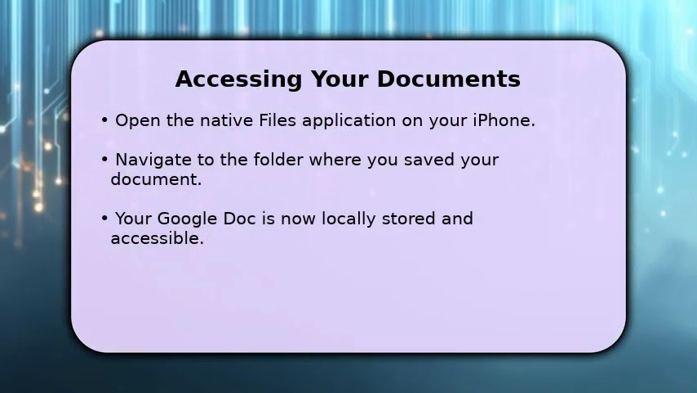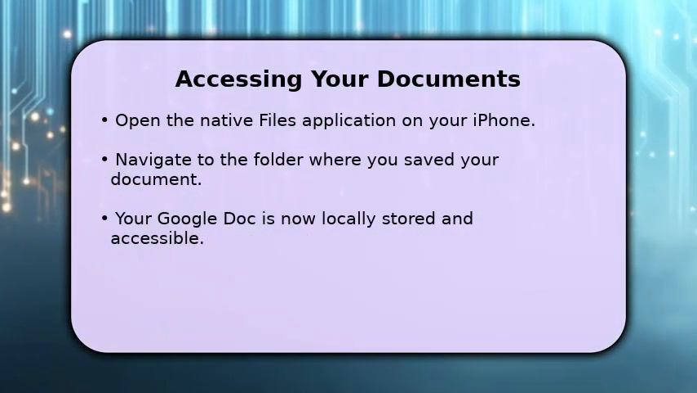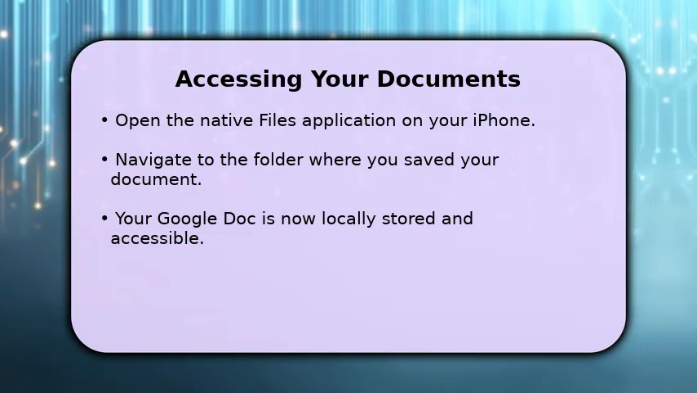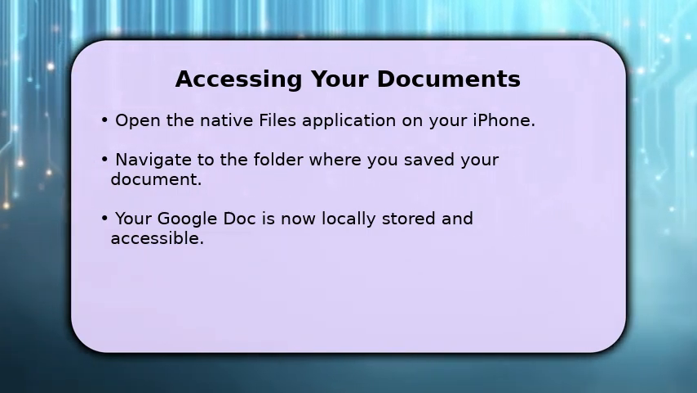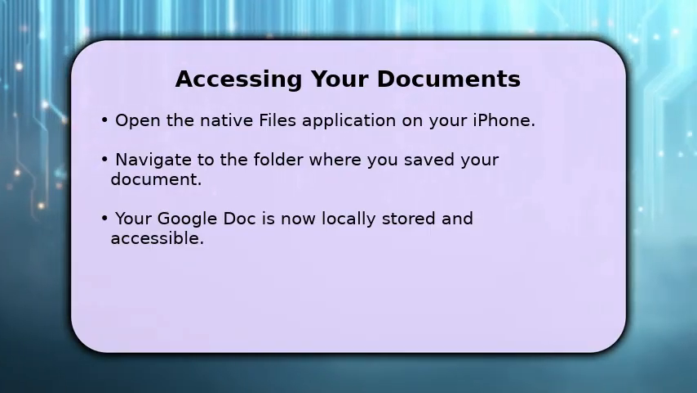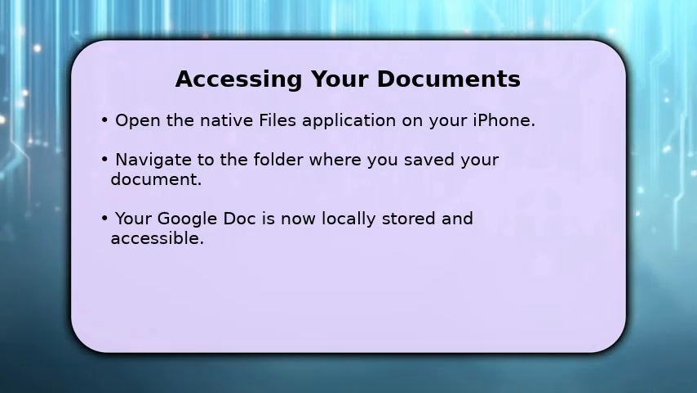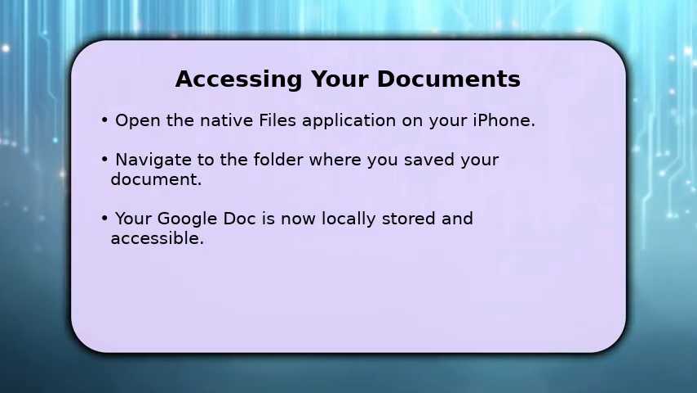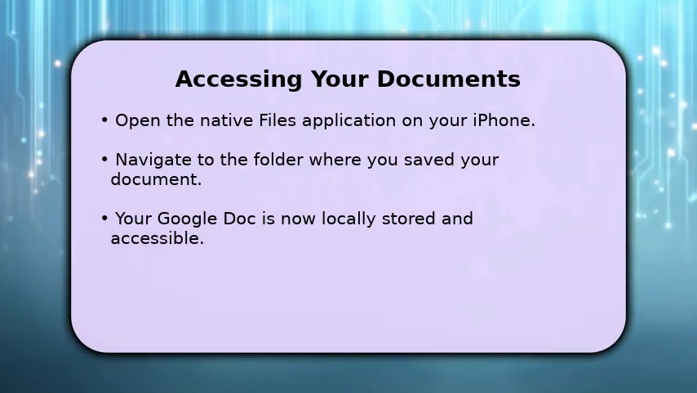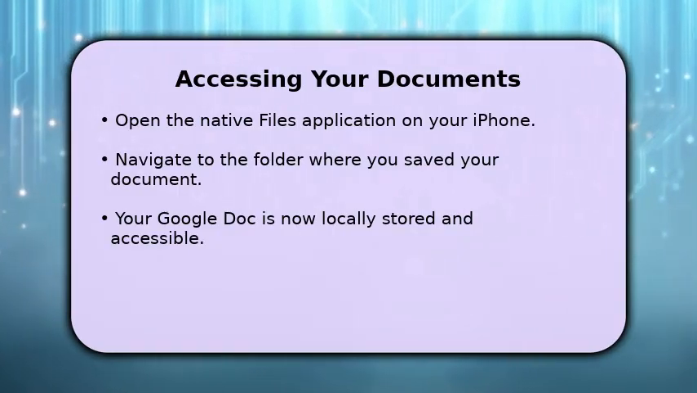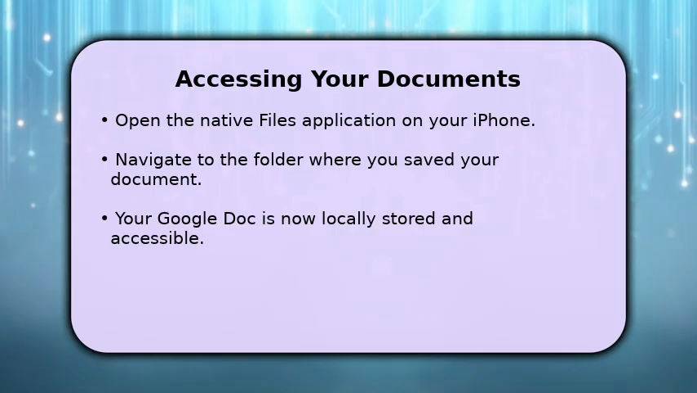Now that you have saved your document, open the native Files application on your iPhone. Navigate to the specific folder where you chose to save your Google Doc. You will find your document there, now locally stored and fully accessible on your device. This means you can view it, share it with others, or even make edits using compatible applications, all without needing an internet connection. Congratulations! Your Google Doc is now successfully uploaded to your iPhone.